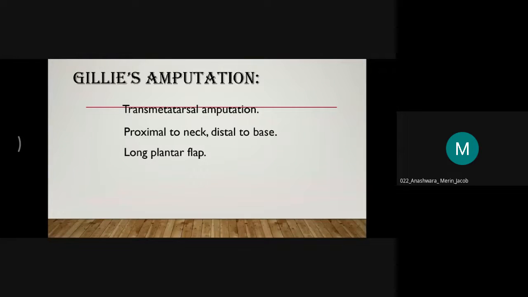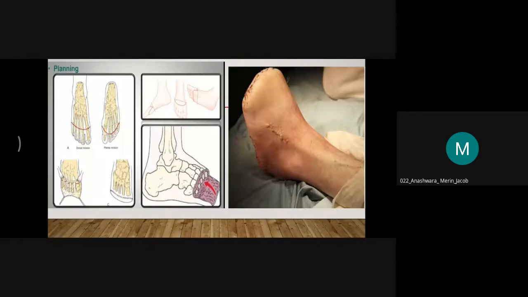We are cutting the metatarsal proximal to the neck and distal to the base. We can close this one, Gillies amputation. We are cutting at this level, proximal to the neck. Cutting at this level, we are creating a flap, and see here there is an arrow mark. Like this we will close and the end result will be like this. This mark which we showed is the level of amputation. See here the mark in the bone. The metatarsal will be transected.